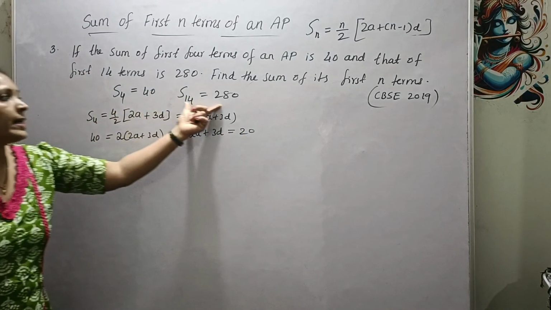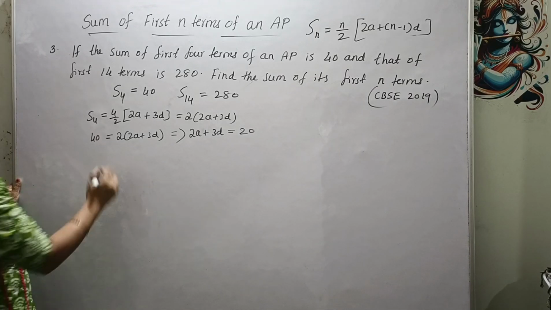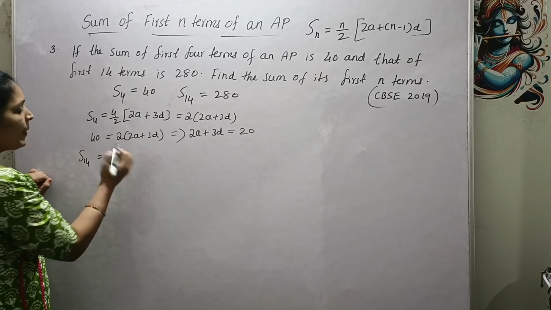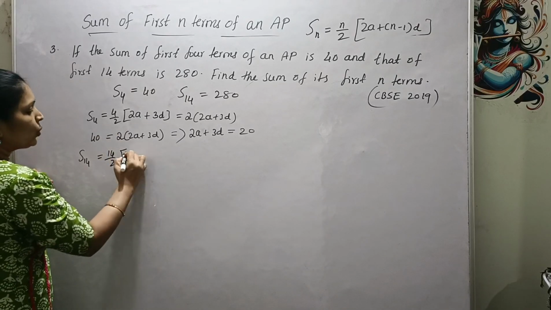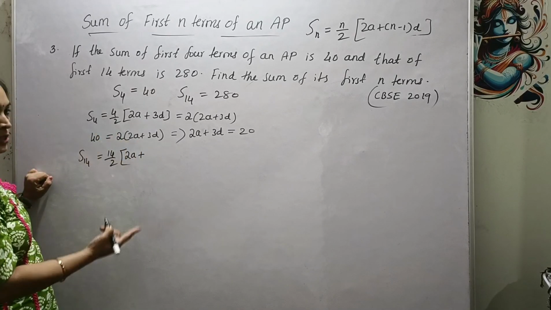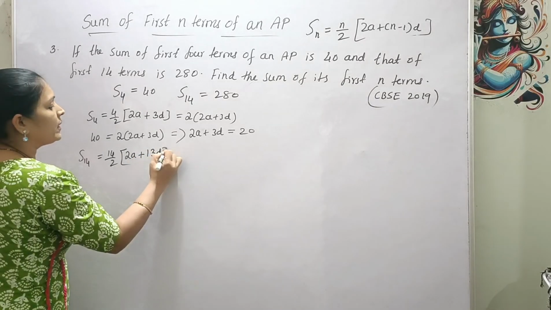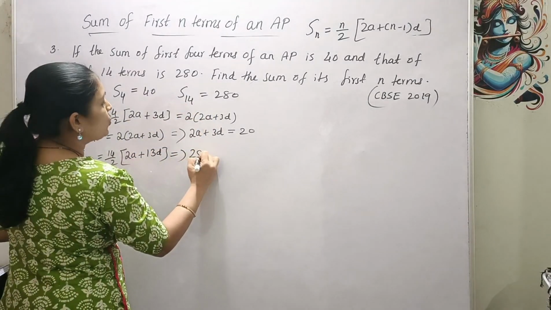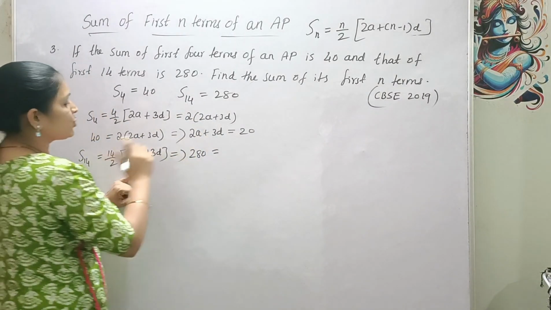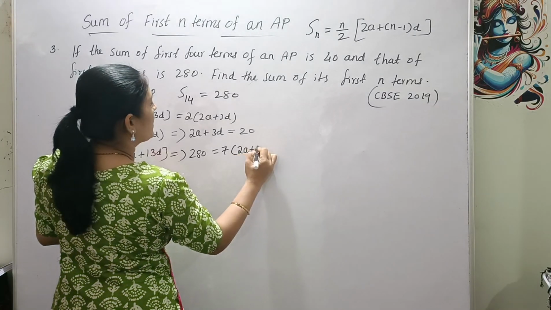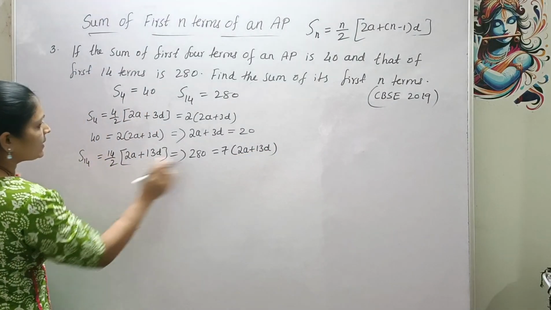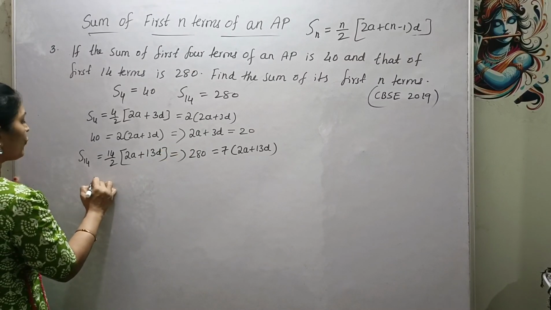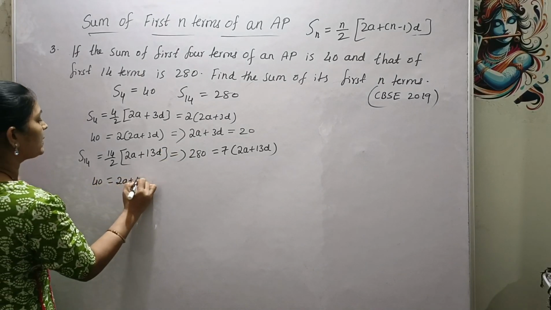Okay, next let's take this one. S14 is equal to 280. What is S14? Apply the formula. S14 is equal to n by 2, that is 14 by 2 into (2a plus (n minus 1)d), that is 14 minus 1, 13. That implies 280 is equal to 14 by 2, that is 7, into (2a plus 13d). Take this 7 here, so 7 4s are 28, right? So 40 is equal to 2a plus 13d.